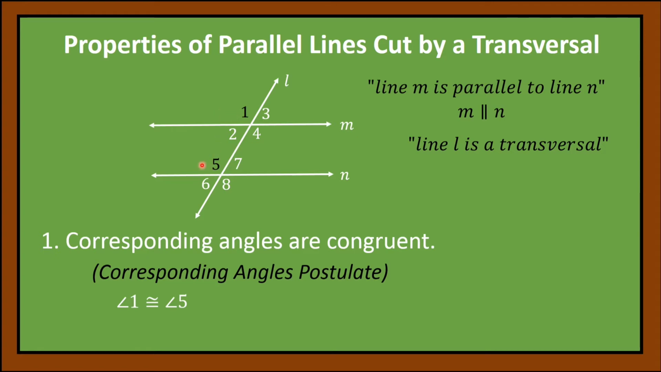So, another pair of corresponding angles, we have angle 3 and angle 7. So, angle 3 is congruent to angle 7. Another, angle 2 is congruent to angle 6. So, ito yung ating angle 2. Ito naman yung ating angle 6. And the last one, we have angle 4 is congruent to angle 8. So, yan yung tinatawag nating corresponding angles.